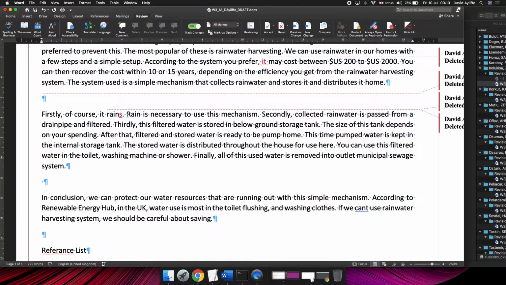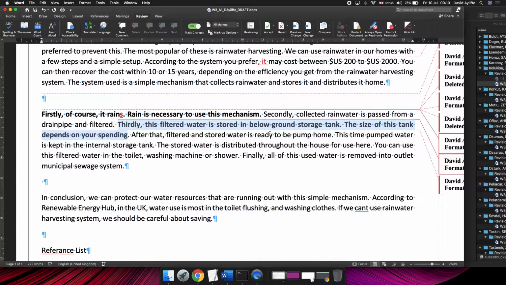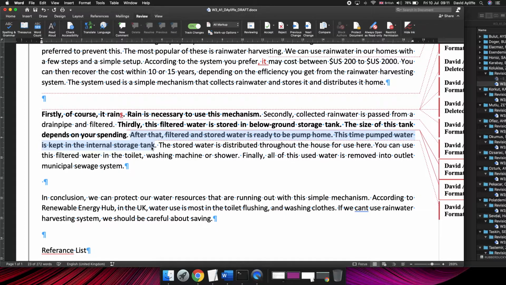First, of course, it rains. Okay, it's too short a sentence. Rain is necessary. Okay, combine these sentences, please. Collected rainwater is passed. Thirdly, okay, combine these sentences, please. After that, filtered and stored water is ready to be pumped home. This time, okay, combine these sentences, please.